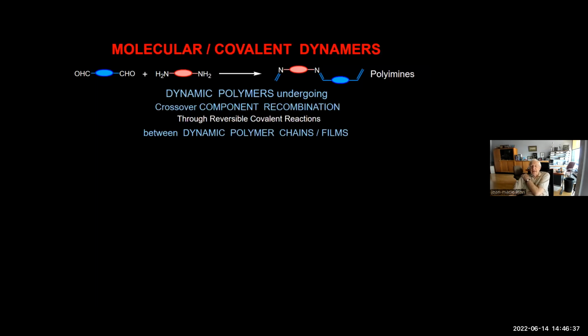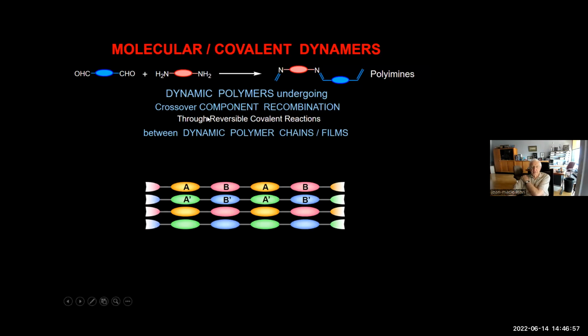Let's see what are the properties which are brought in by the fact that these dynamers are now dynamic. What can we do in addition to what normal polymers do? Suppose we make two different films of these polyimines. One film consists of A, let's say the dialdehyde, B, let's say the diamine, which then makes a polyimine, AB, AB, AB. Then you make another film which has A prime, another dialdehyde, and B prime, another diamine, and you make A prime B prime, A prime B prime.